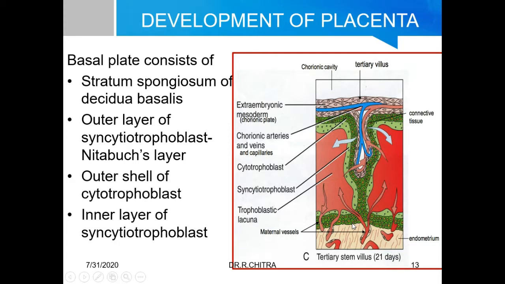Then the outer shell of cytotrophoblast. In this, the cytotrophoblast invades the syncytiotrophoblast, so that it forms two layers. It will be forming in between the syncytiotrophoblast, so that the syncytiotrophoblast will be called the outer layer and the inner layer. So here is the outer layer of syncytiotrophoblast. Then you have to think of the cytotrophoblast invading into this layer. Then this will be called the outer shell of cytotrophoblast. Then will be the inner layer of syncytiotrophoblast.